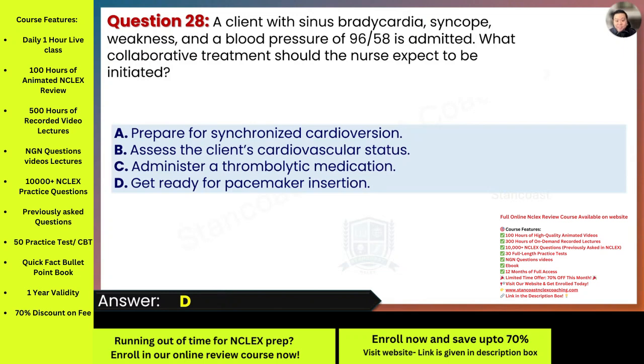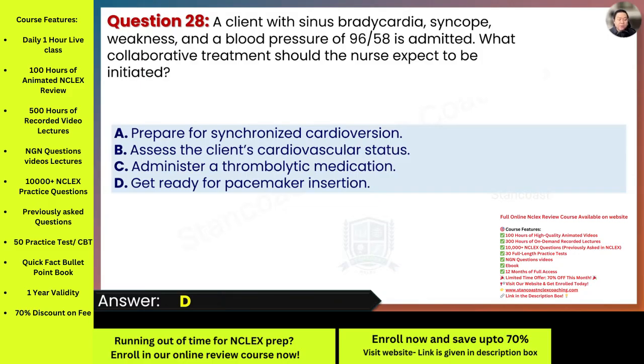Now let's go back into the scenario where the key focus is on addressing the client's symptomatic sinus bradycardia. Okay, we have syncope, we have weakness, and low blood pressure, right? And so these manifestations actually point to the heart not pumping effectively. There is going to be poor perfusion, especially to the brain.